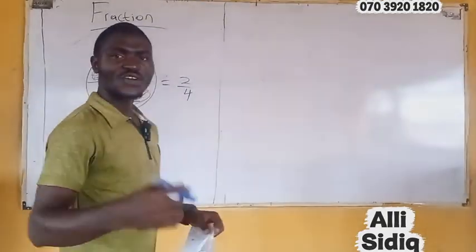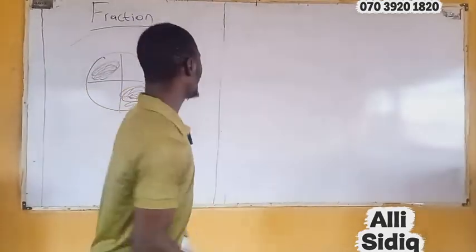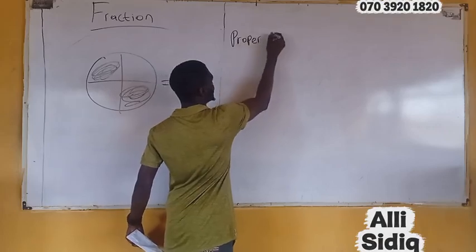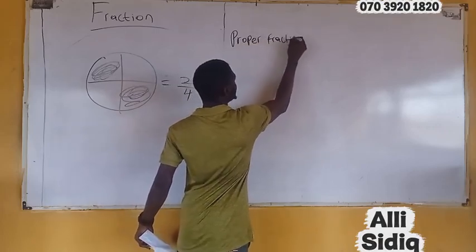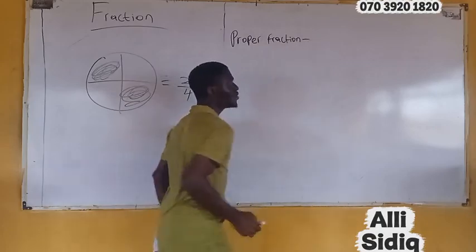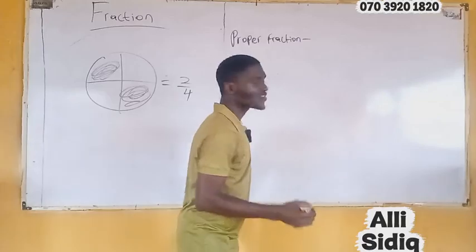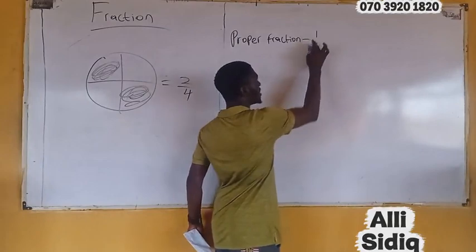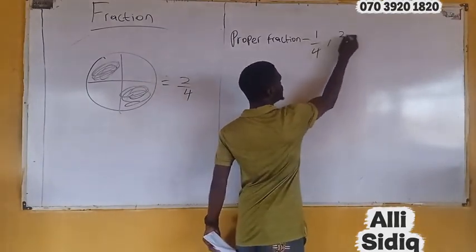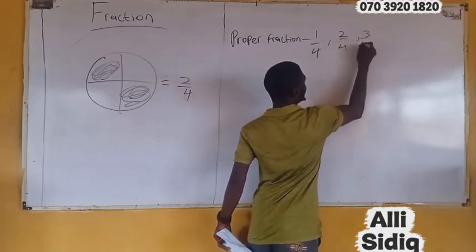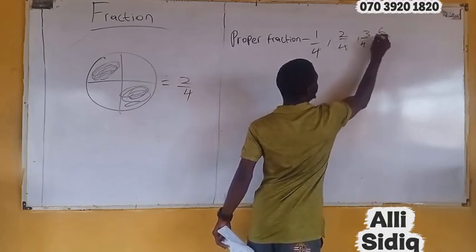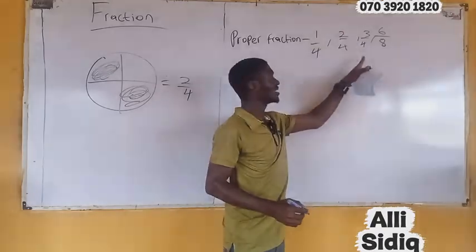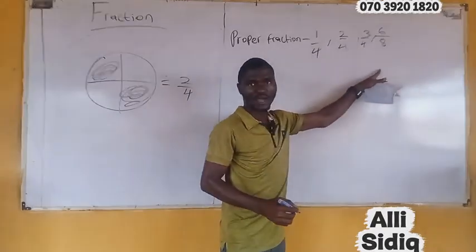So now, fraction. Types of fraction. We have proper fraction. And what are proper fractions? A proper fraction is when you have the smaller number up and the bigger number down: 2 over 4, 3 over 4, 6 over 8. These are examples of proper fractions. You can notice we have the smaller number up and the bigger number down.